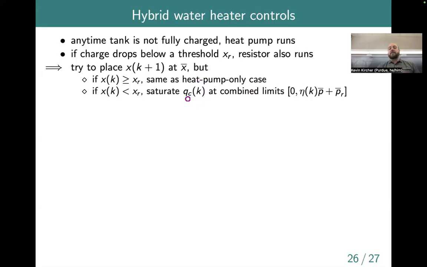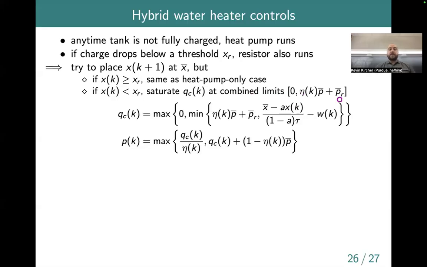So the saturation here of the thermal power would basically be at whatever the compressor can deliver plus whatever the resistor can deliver. And here are formulas that basically deliver that. The P formula looks a little bit weird. I think I have an illustration here. It comes from this schematic, basically.